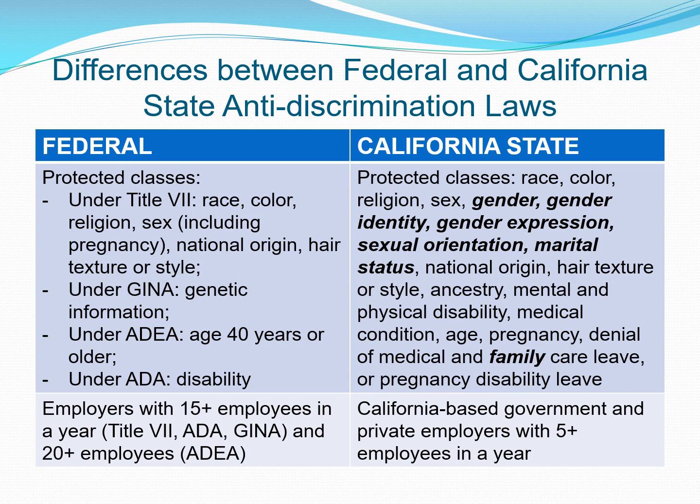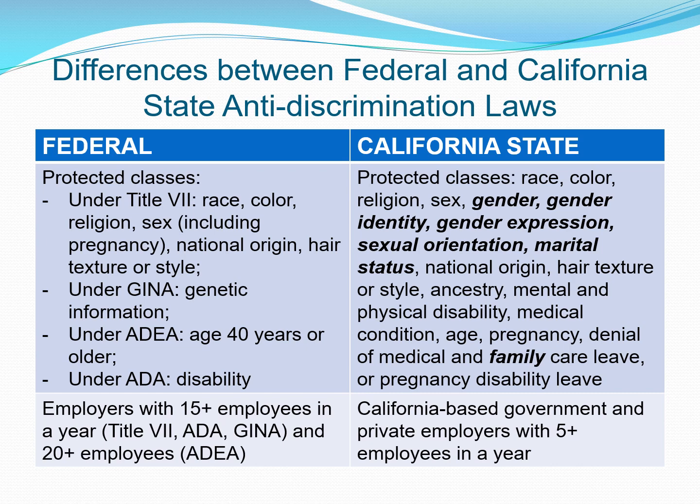Now, on the federal side, employers with 15 or more employees in 1 year must comply with Title VII, the ADA, and GINA. Employers with 20 or more employees in 1 year must comply with the ADEA.